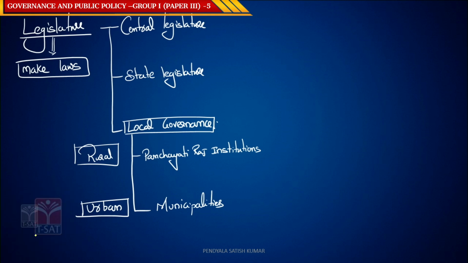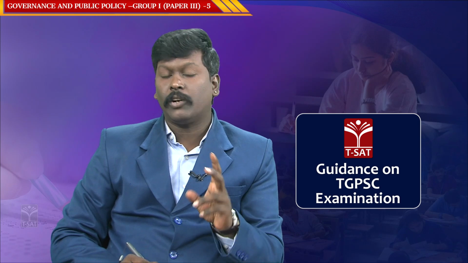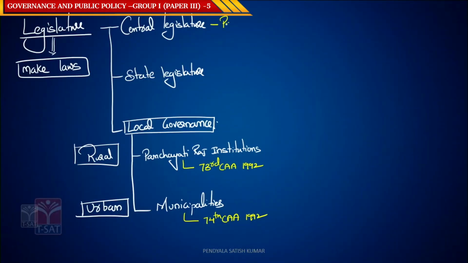Decode this. So, the Panchayati Raj institutions were added by the 73rd Constitutional Amendment Act of 1992. The municipalities were added by the 74th Constitutional Amendment Act of 1992. So, we have three-tier hierarchies now, but in the original constitution we had two-tier hierarchies. The head of the central legislature is your parliament.